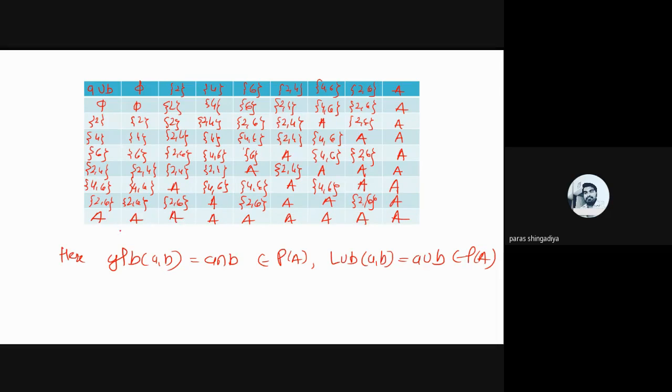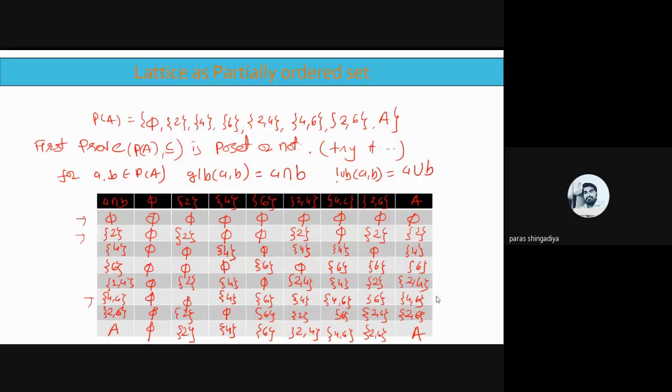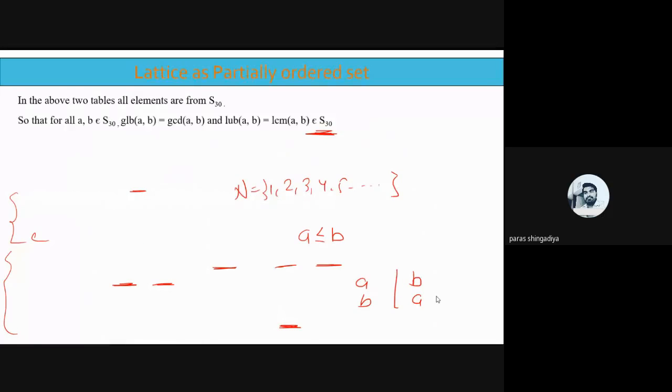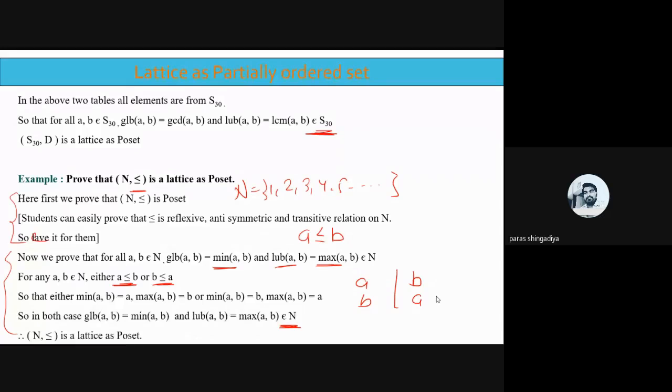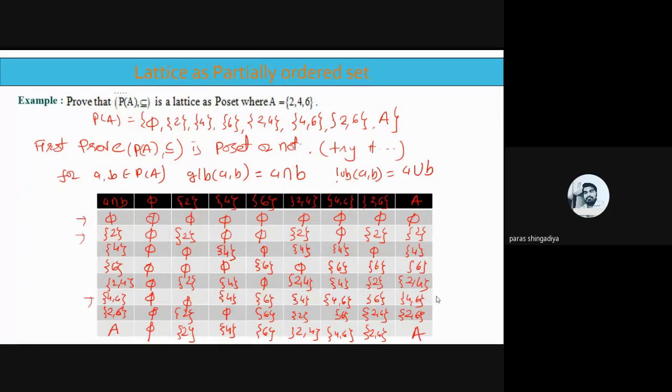So therefore we can say that P of A is a lattice as a poset. Clear? It's called lattice as a poset. And this is a proof of this question. This proof is not given in this slide. So if it is required, take the screenshot of this proof. Otherwise, if there is no requirement, just skip it. Okay? This is a proof of that.